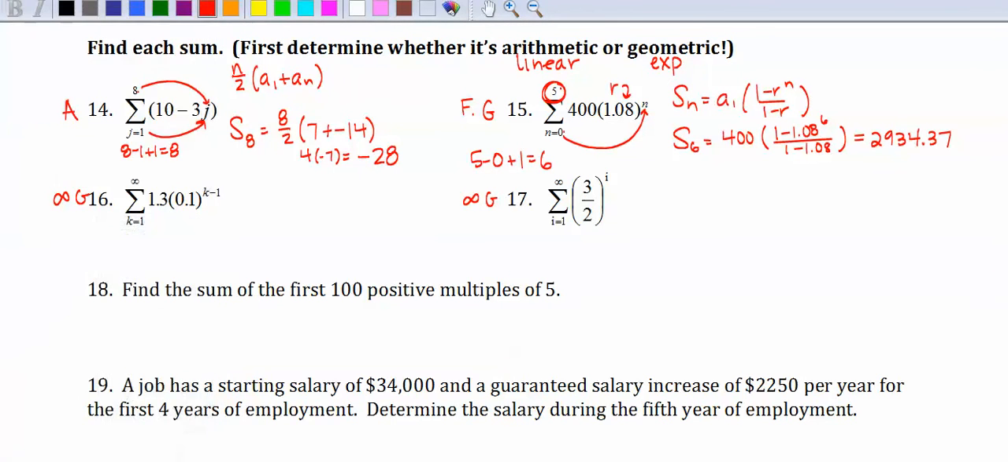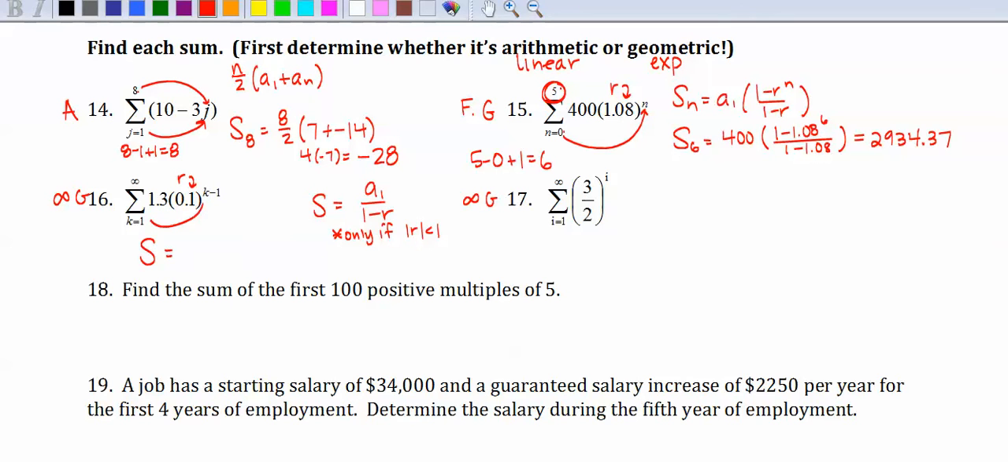Okay, so the next two are both infinite geometric. So we have our formula, S equals A1 over 1 minus R. But remember, you can only use this if the absolute value of R is smaller than 1. So your numbers are getting smaller as they progress through the sequence. Remember, the number that's being raised to the power is your R. So R is 0.1. That's definitely smaller than 1. So we can go ahead and find our sum.